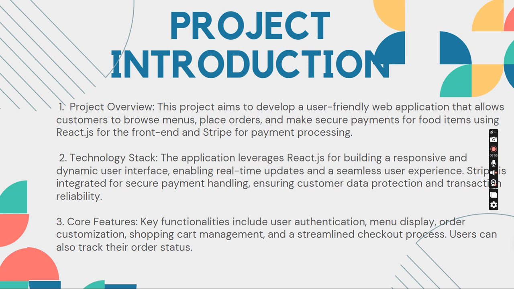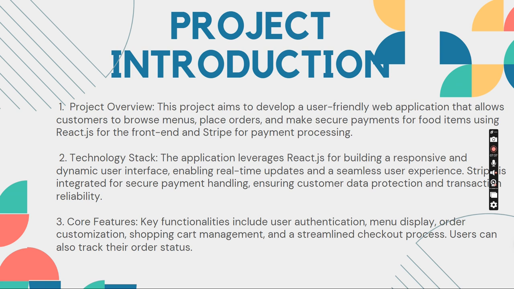It is a fully fledged food ordering website. Now, technology stack. This application leverages React.js for building a responsive and dynamic user interface, enabling real-time updates and a seamless user experience. Stripe is integrated for secure payment handling, ensuring customer data protection and transaction reliability. So, React.js for front end, Mailtrap for forgot password, and Stripe is used for transferring money to the food order website.